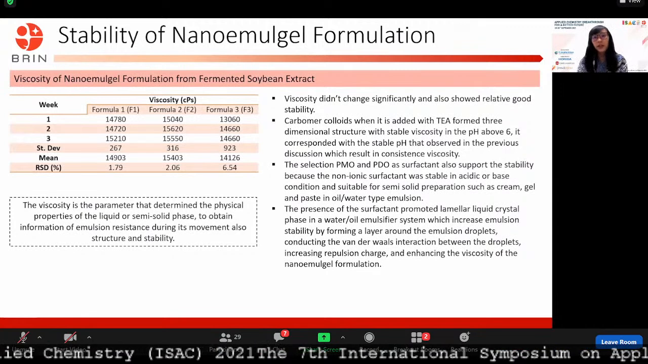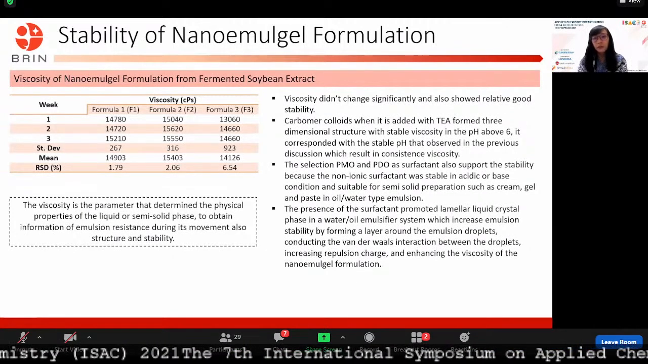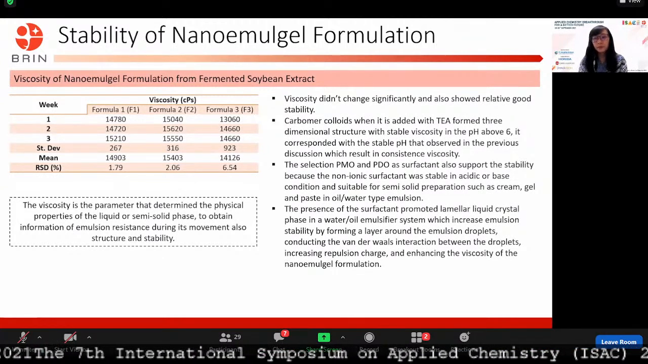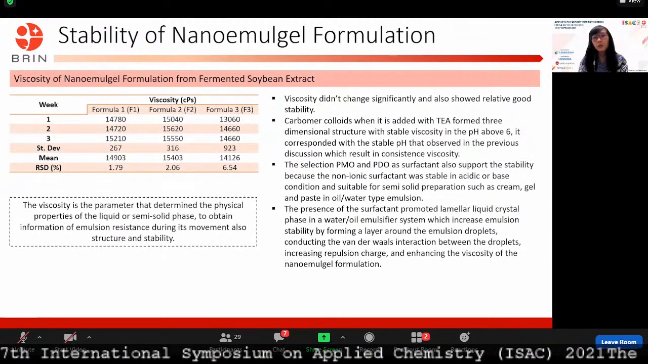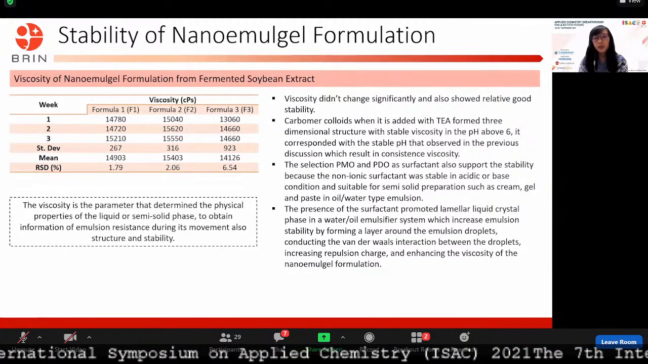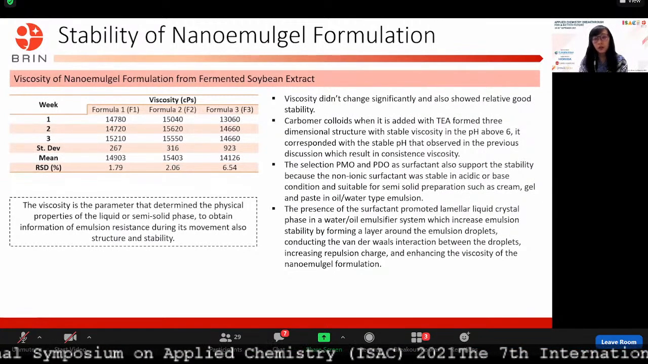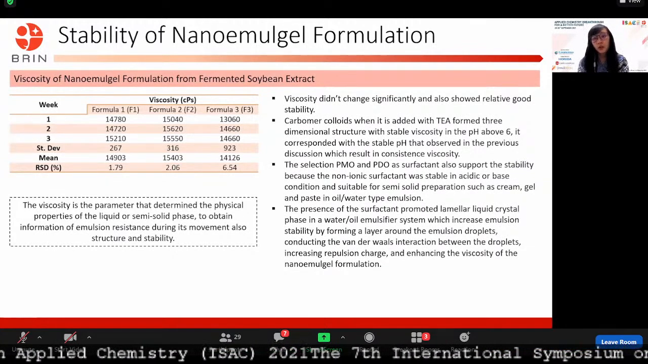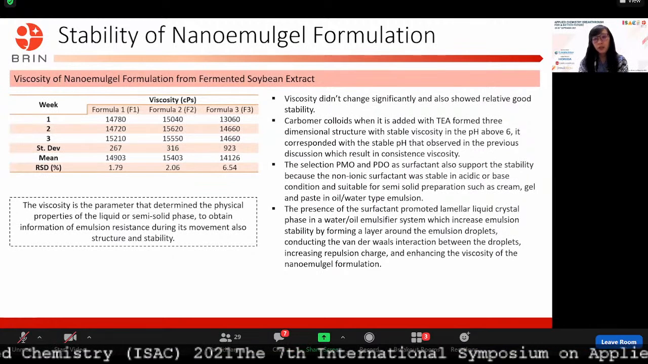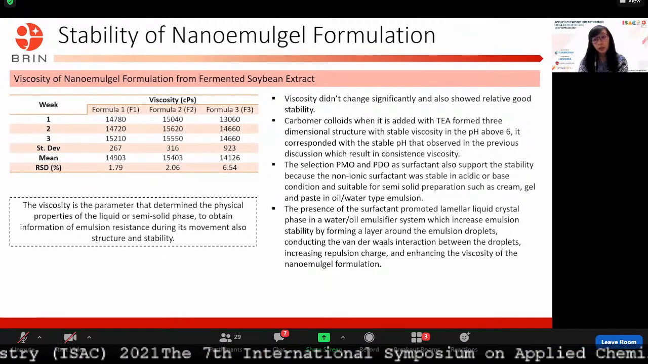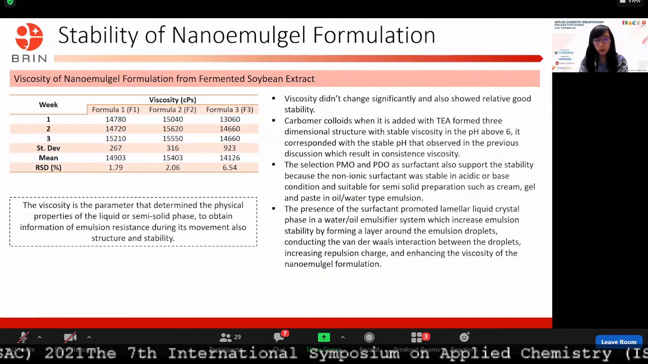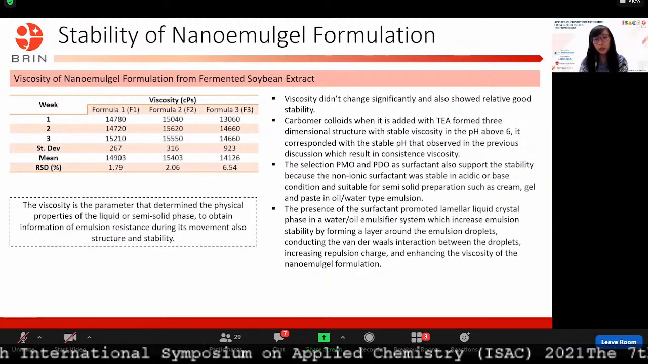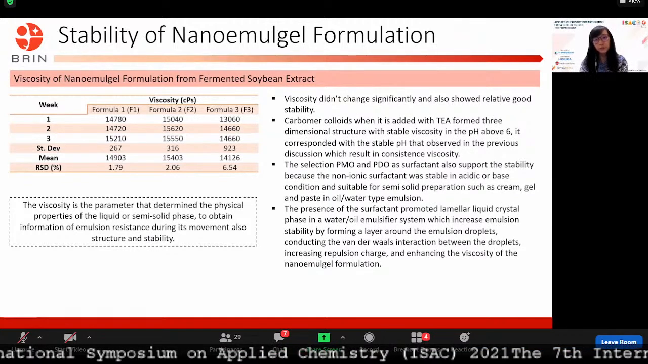Carbomer colloids, when added with TEA, form a three-dimensional structure with stable viscosity at pH above 6. It corresponded with the stable pH observed in the previous discussion, which resulted in a consistent viscosity. The selection of PMO and PDO as surfactants also supports the stability because non-ionic surfactants are stable in acidic or base conditions and suitable for semi-solid preparations such as cream, gel, and paste in oil-water type emulsions.